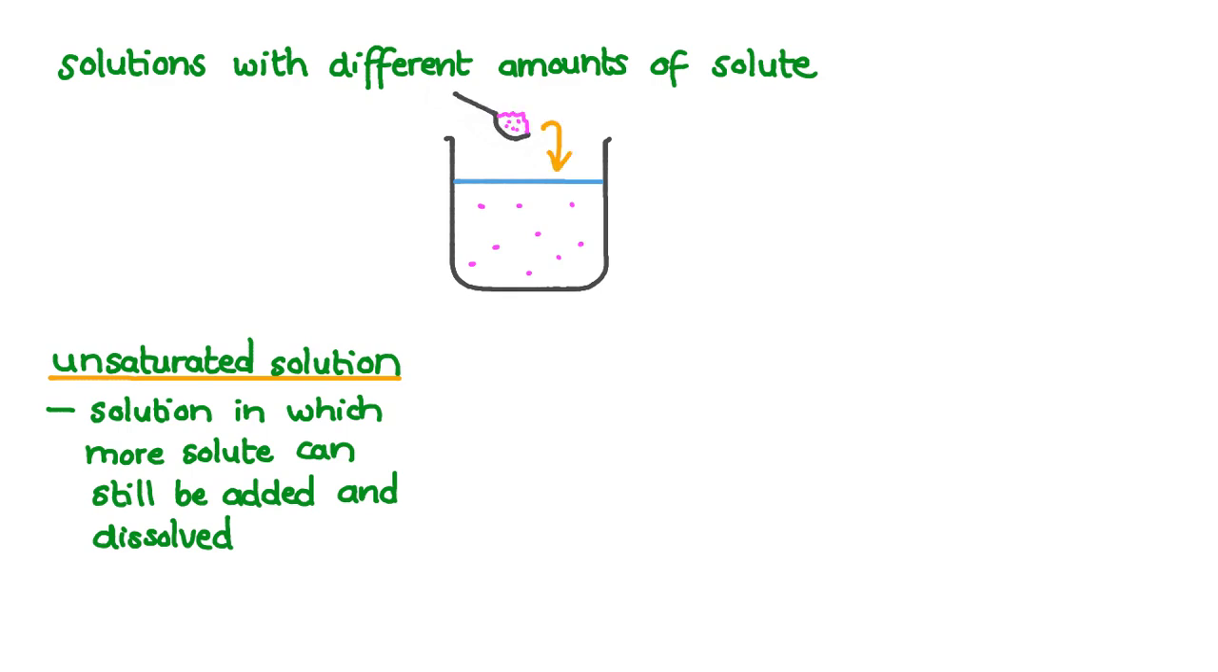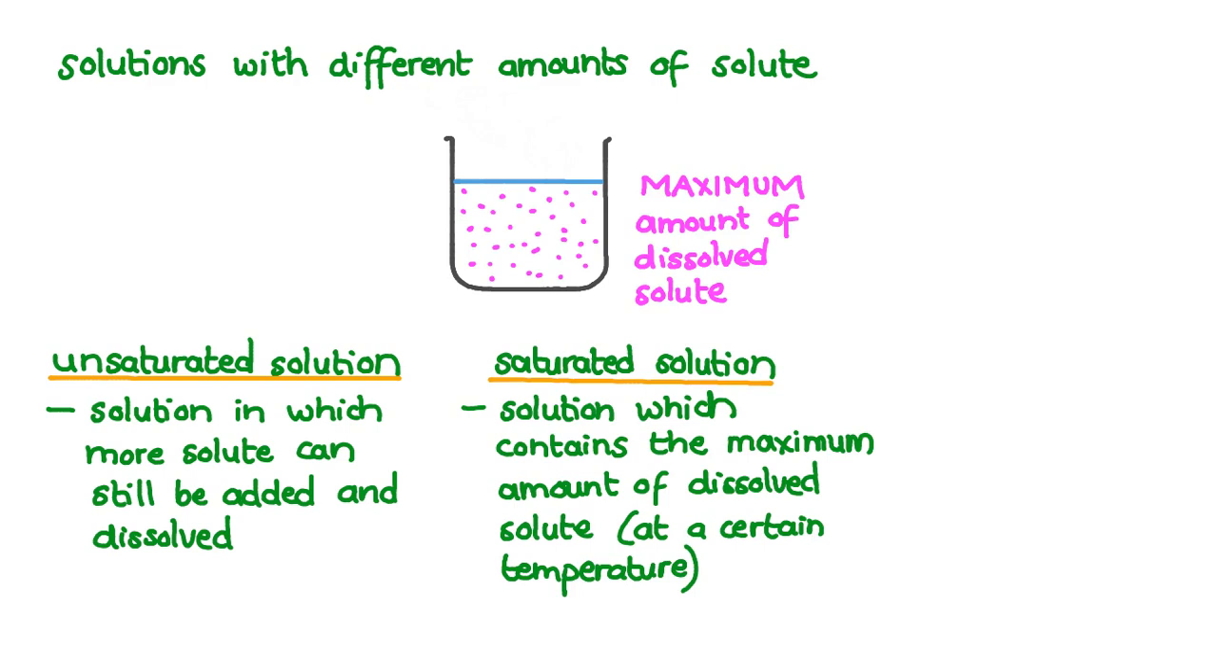If we add more solute and dissolve it, and we continue doing this, the solution will become more and more concentrated. A point will be reached where the solution contains the maximum amount of dissolved solute. It cannot dissolve any more. We call this a saturated solution. A saturated solution is a solution which contains the maximum amount of dissolved solute at a certain temperature.